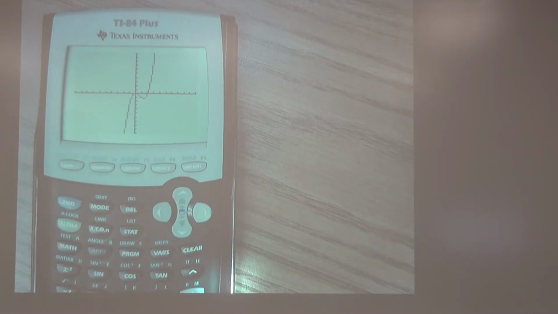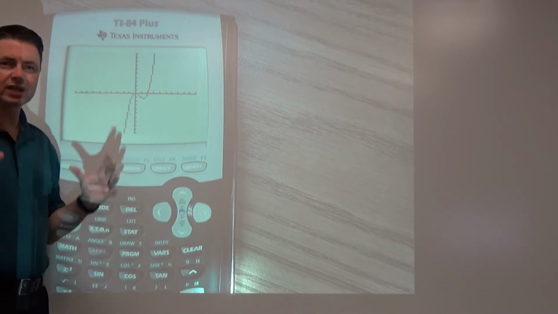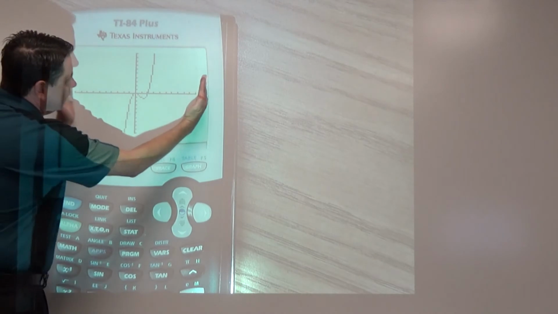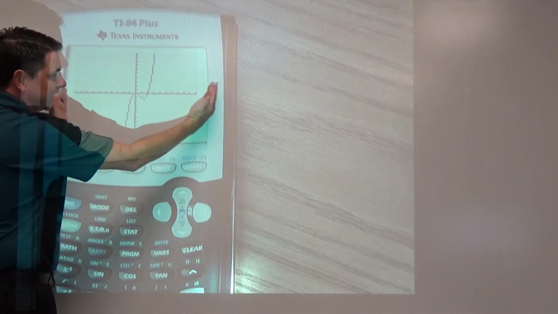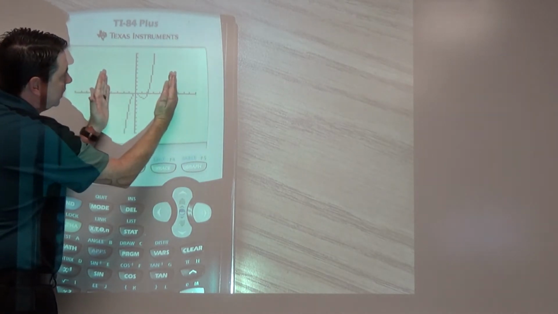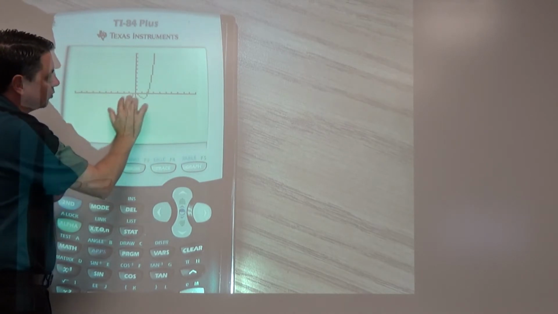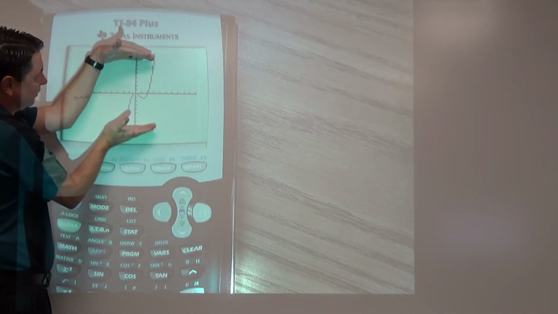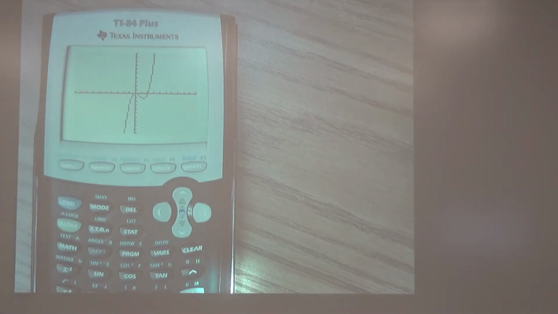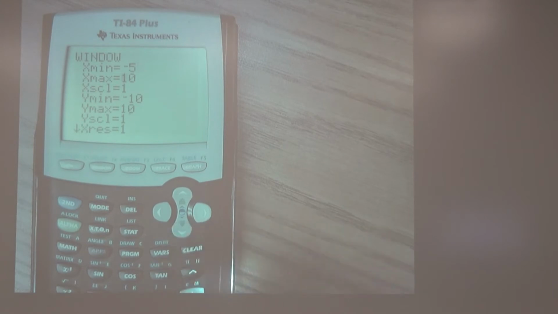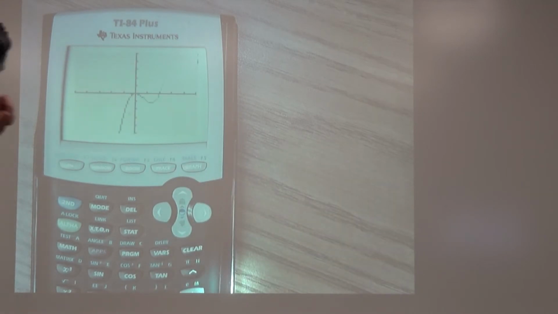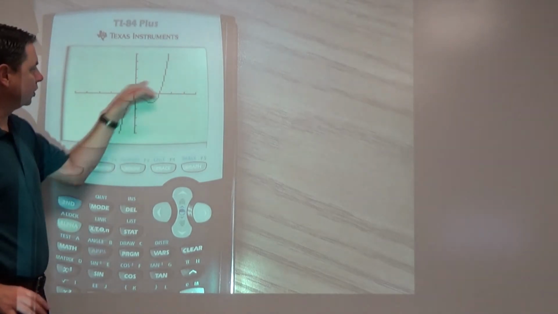Okay, not too bad. If we wanted to narrow down on this, we definitely don't need to go all the way out to -10 and 10 on the x's. We could shrink it in, and if we really want to investigate what's going on here, we probably don't even need to go as high. So let's adjust our window. -5 to 5 by 1s. And we could even do the same thing here, -5 to 5 by 1s. Press graph again. Now we've got a better idea of what's going on.